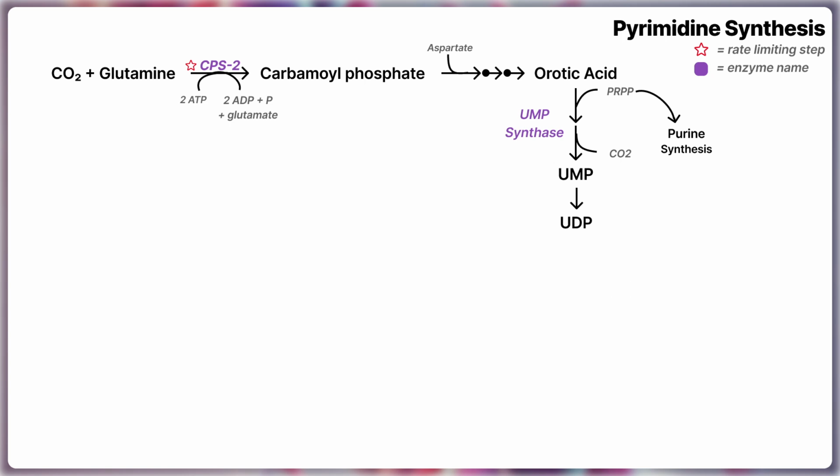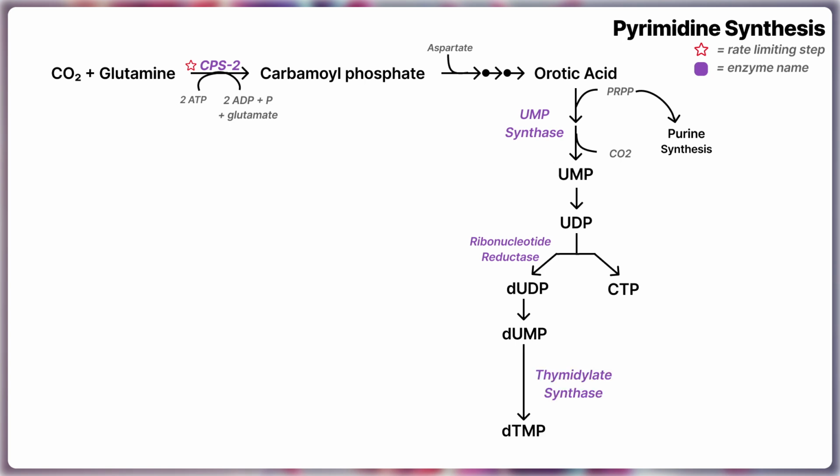Moving on, UMP is converted to UDP, which can then follow one of 2 pathways. It can either be converted to dUDP by the enzyme ribonucleotide reductase, or UDP can be converted to CTP by CTP synthase. Once dUDP is formed, it can then be converted to dUMP, which finally gets converted to dTMP by thymidylate synthase. This enzyme requires methylene tetrahydrofolate as a cofactor.